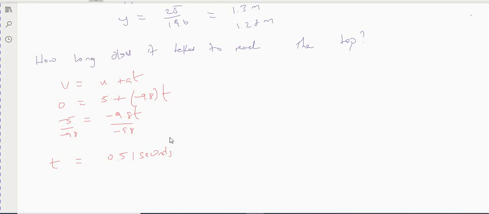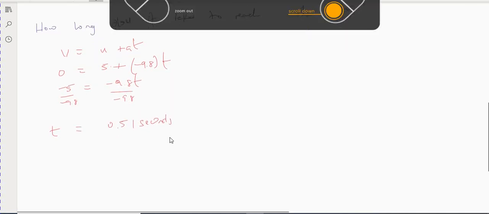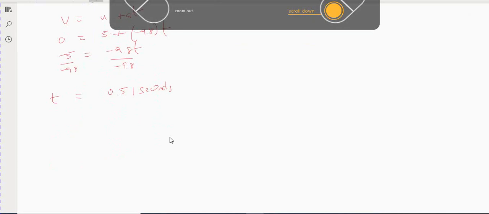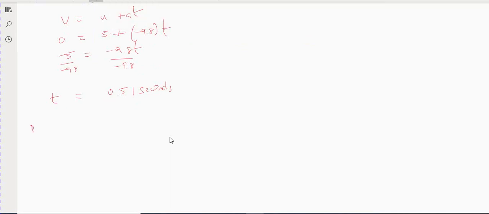Alright. Now with that being said, we want to look at part C, or question C, part C. It says how long does it take to reach the bottom of the well? We're talking about time here again.